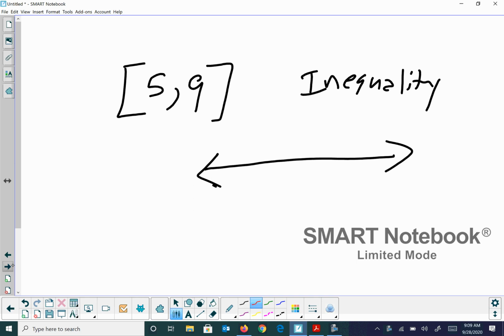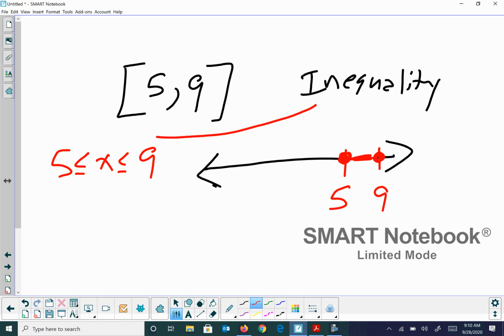Okay, this one, let's create our inequality. They gave us the interval notation. We have square brackets on both. So there's our inequality. And if I were to graph this, I'd have 5 and I'd have 9. I guess I could have spread these out a lot more. But I have solid dots on both and shade in between. Okay? And so here's the inequality right there.